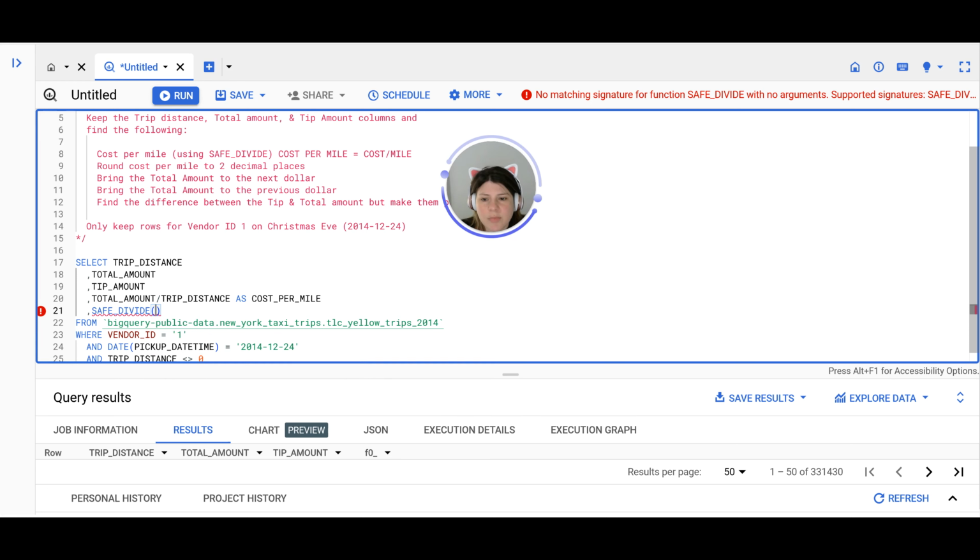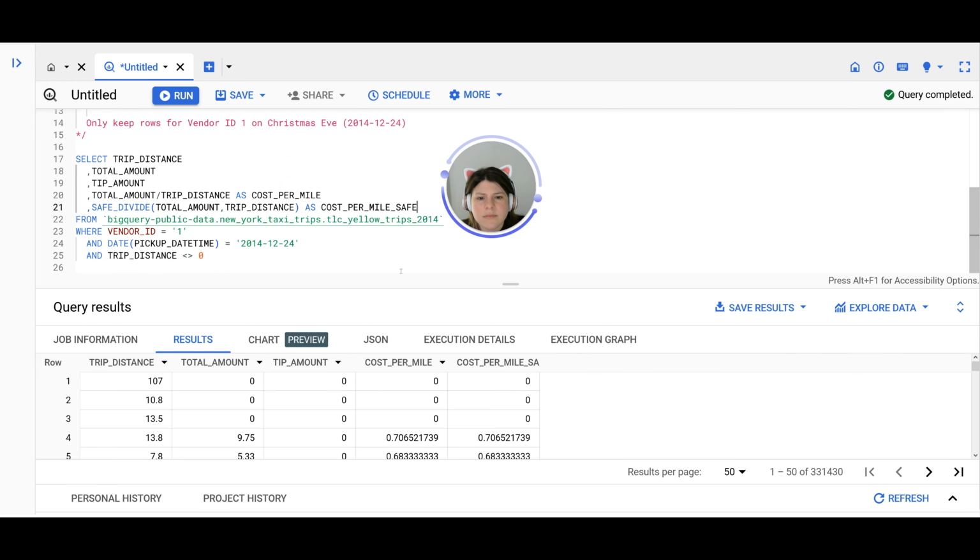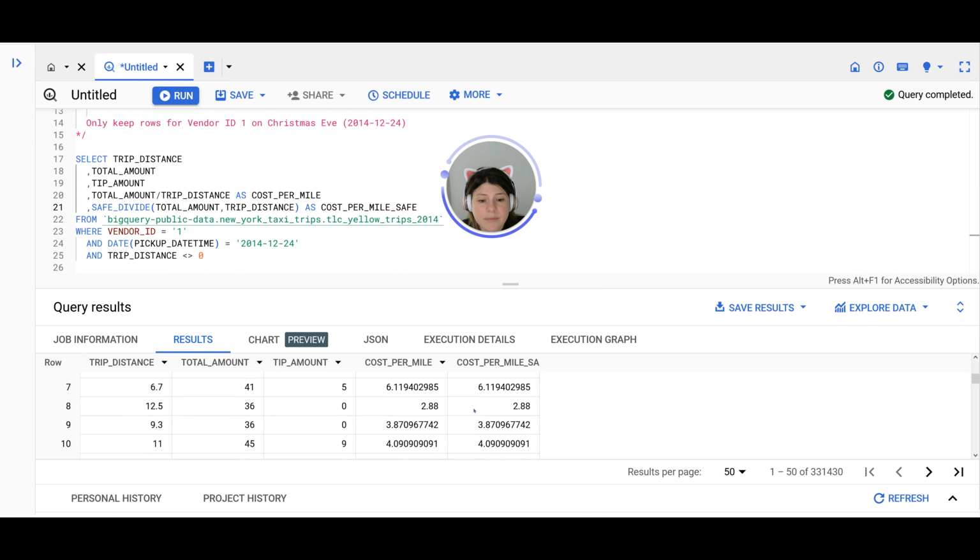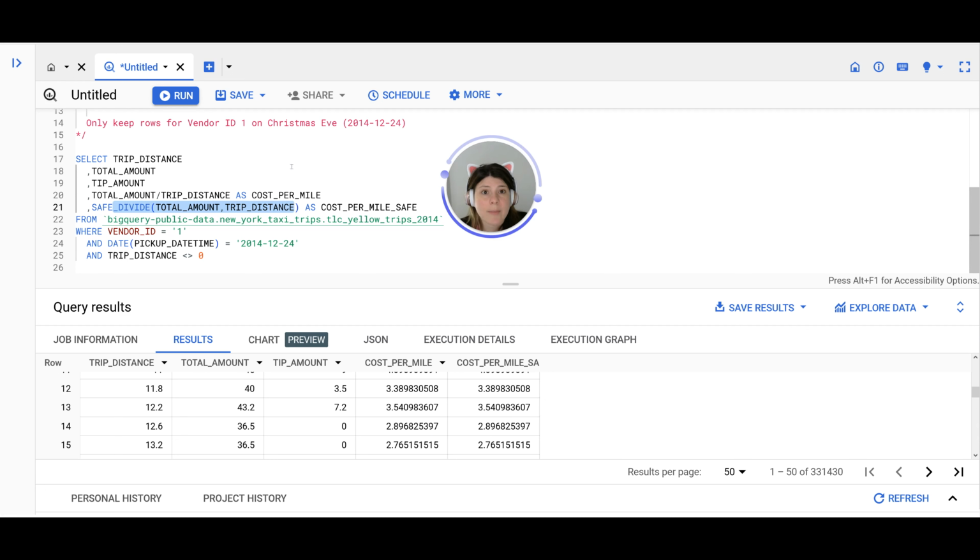So how safe divide works is you put your numerator, or the top number, in the first position, total amount, comma, your denominator, or your bottom number. And that's going to be trip distance as cost per mile safe. So let's try this. With our cost per mile and our cost per mile safe, the numbers are exactly the same. That's good, because the math we're doing is exactly the same. There's no difference between this one and this one, as long as your denominator, that bottom number, is not 0.